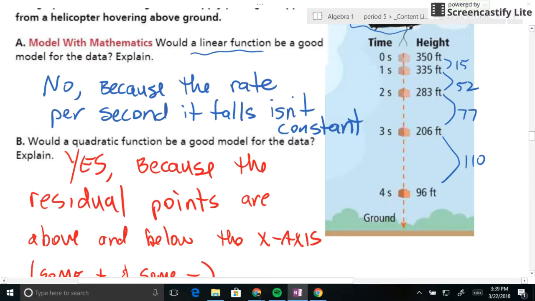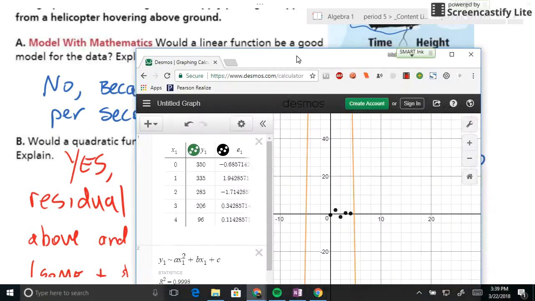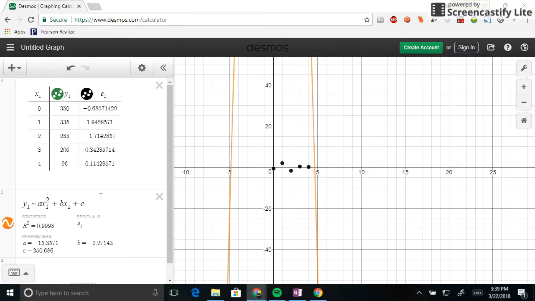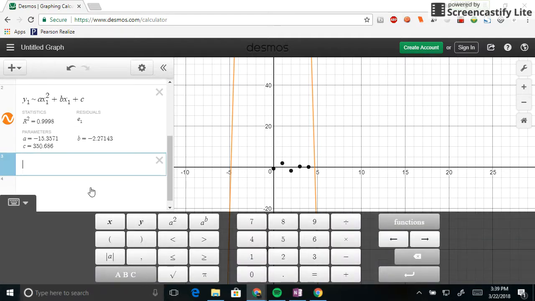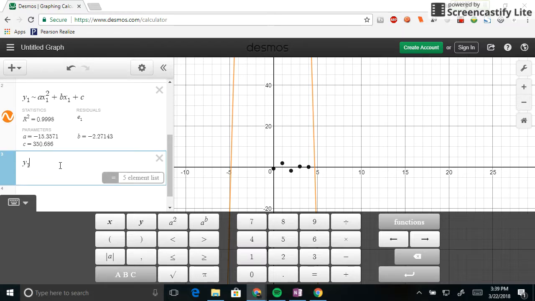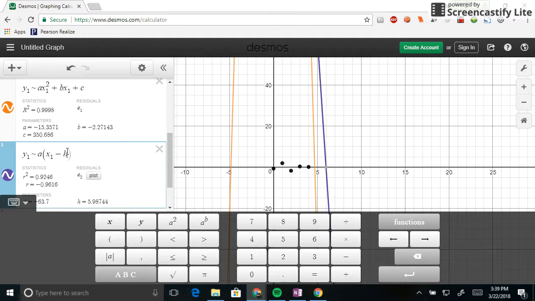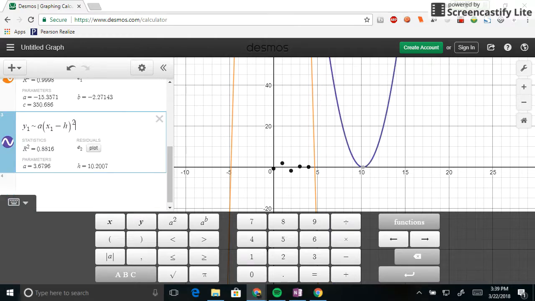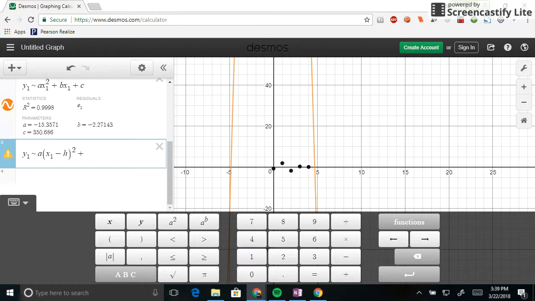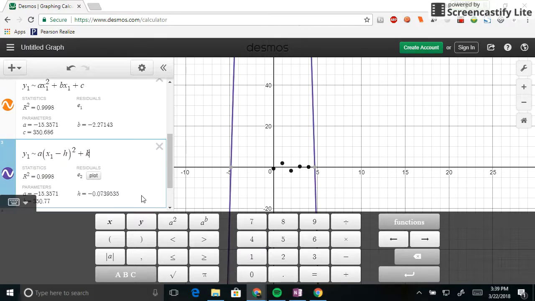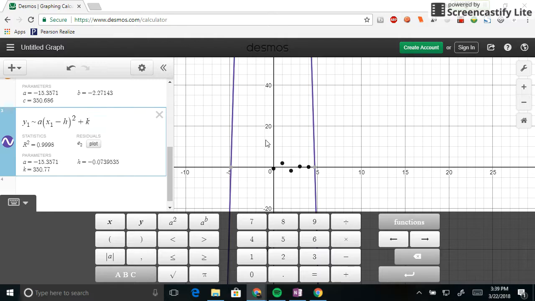Now, if I go back to this quadratic function here, there is actually another way I could type this in and still get the regression curve. What I did up here is standard form. I can also type it in vertex form, which is y1 tilde, still have an a, but now we're going to have a parentheses x1 minus h, close the parentheses off, square that, and then plus k, and once again, we have a new equation.